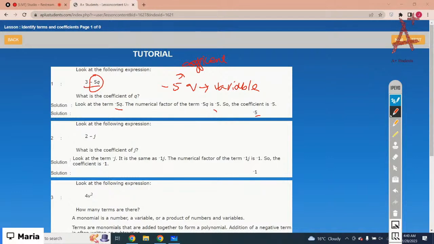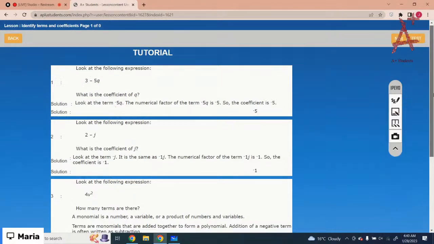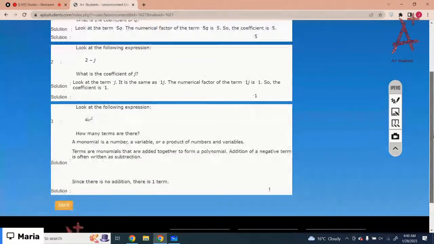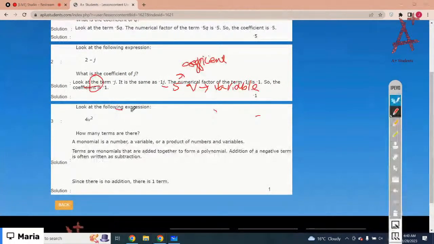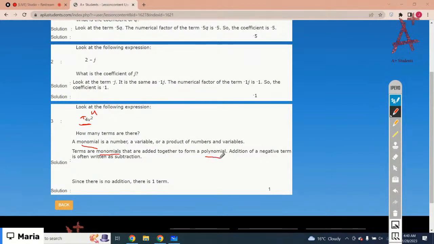Okay, the first one is 4v square. Look at the following expression 4v square. So we have just one term here, that is 4v square. Got it? And you have a coefficient, that is 4. 4 is the coefficient and v is the variable. So a monomial is a number, a variable, or a product of numbers and variables. So terms are the monomials that are added together to form a polynomial. Addition of a negative term is often written as subtraction.